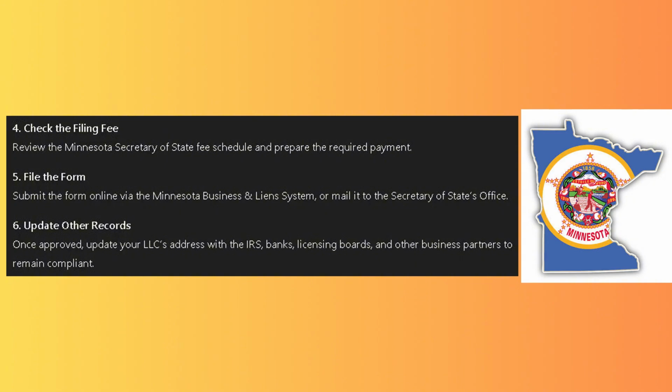File the form. Submit the form online via the Minnesota Business Portal or mail it into the Secretary of State office. Update other records. Once you are approved, update your LLC's address with the IRS, the bank, licensing board and any other business partners to remain compliant. Now you know how to change your LLC address in Minnesota.